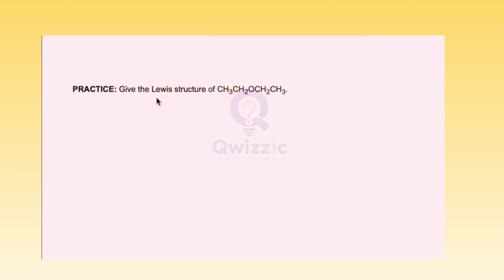Our next problem says, give the Lewis structure of CH₃CH₂OCH₂CH₃. So we're given a condensed structure where we see the order in which our atoms are, so we know how they're connected to each other, but we don't know what type of bonds connect them, if there's lone pairs, anything like that. And we need to go to a Lewis structure, which shows bonds, the lone pairs, and formal charges on all of our atoms.